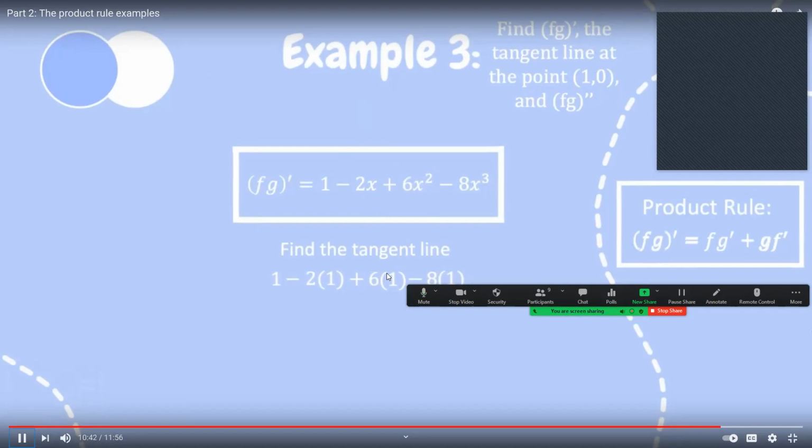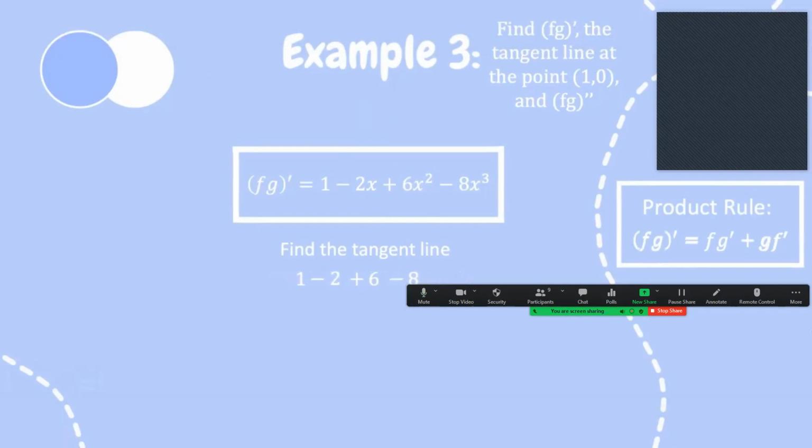This comes down to negative 3. Okay, now we can put in our tangent line and substitute our points, and that becomes y equals negative 3x minus 3.